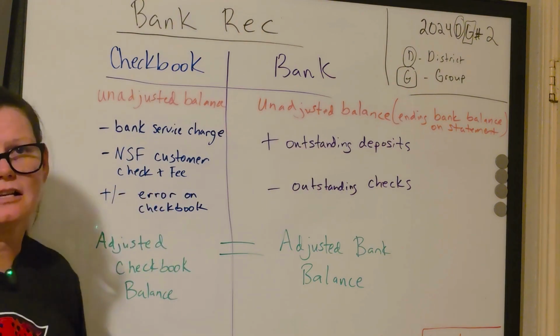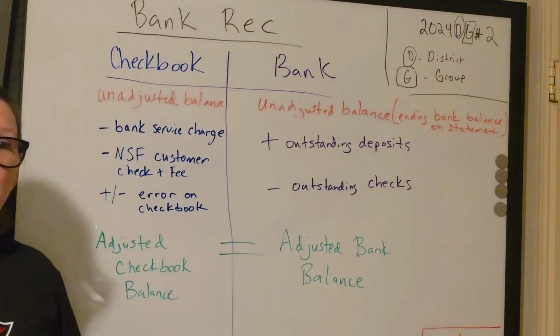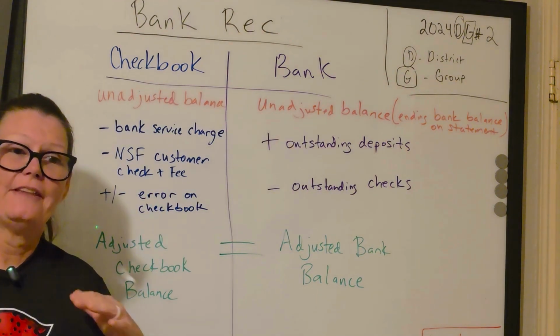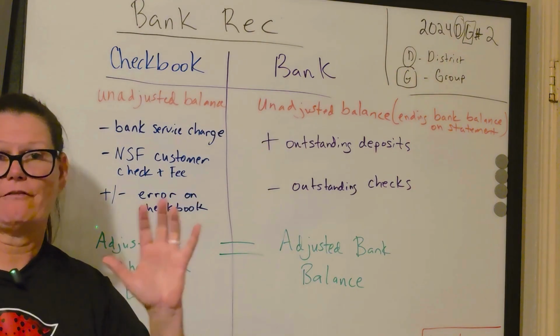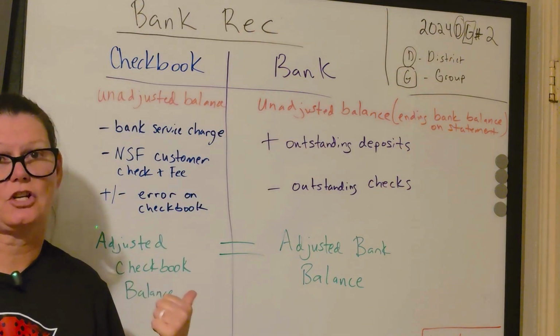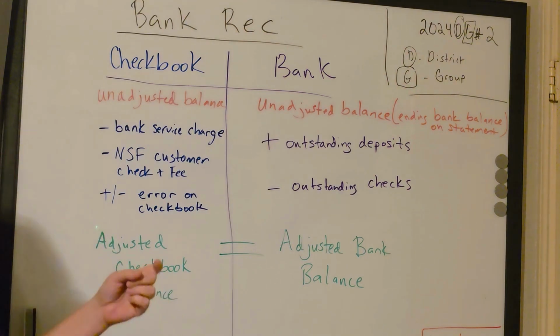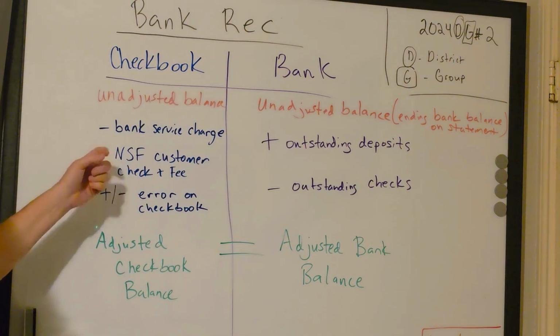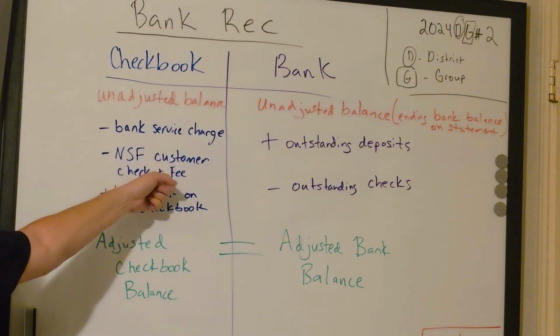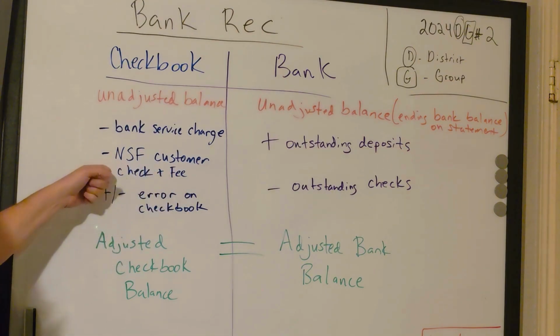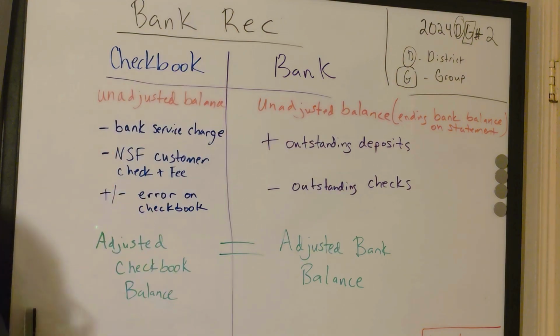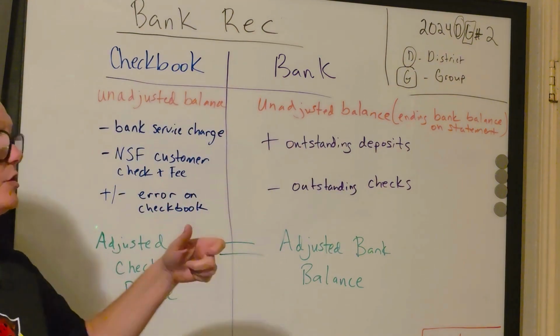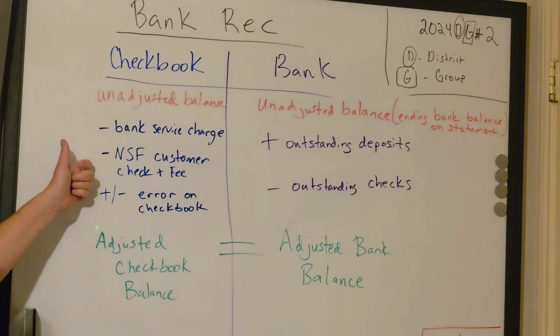NSF, insufficient funds checks. A lot of times a customer will give us a check, and then we go deposit it and they don't have enough money in their account to cover the check they wrote. So what happens is the bank actually makes us pay a fee. We get charged a fee from our bank, and then we have to take out the check, because we thought it was going to be a deposit, and we have to subtract it because we didn't actually receive the money from the customer.